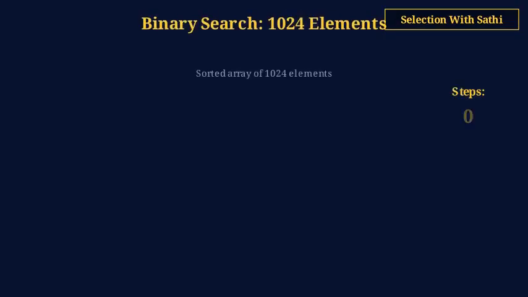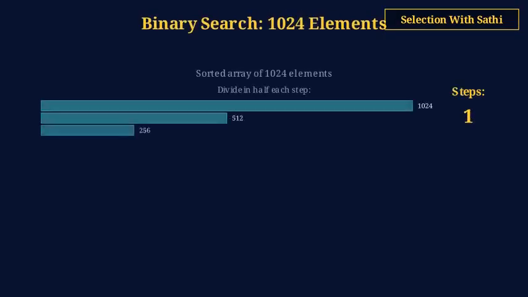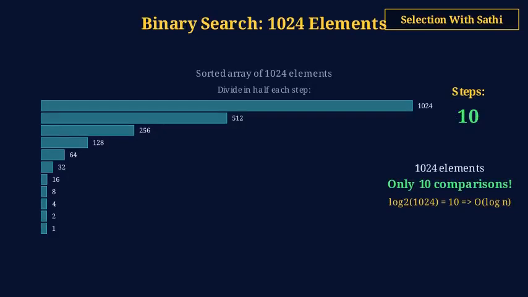Let's trace binary search on a sorted array of 1024 elements. The key question is, how many comparisons do we need in the worst case? Step 1. We check the middle element. Now 512 elements remain. Step 2. Check the middle again. 256 remain. Step 3. 128 remain.